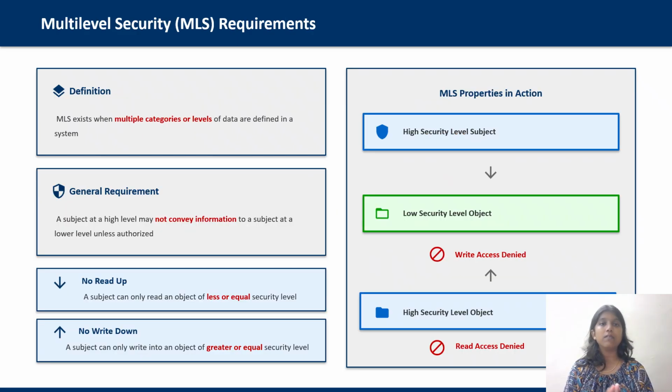Then comes the multi-level security requirements. MLS, multi-level security, means handling data at different security levels. There are actually two golden rules. The first one is no read up. You can't read files above your level, which means you are restricted to a particular level.